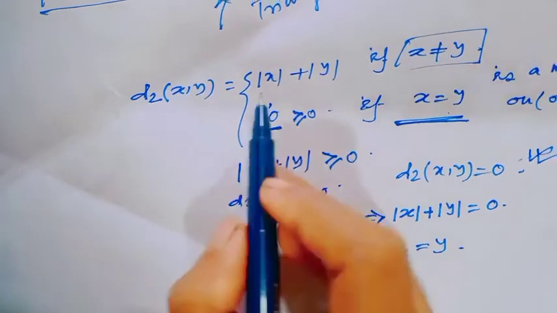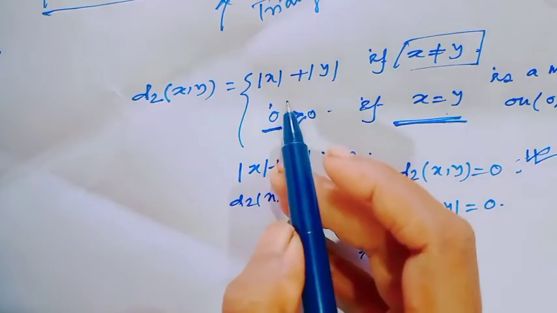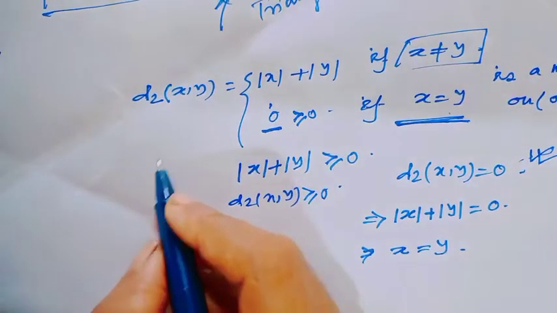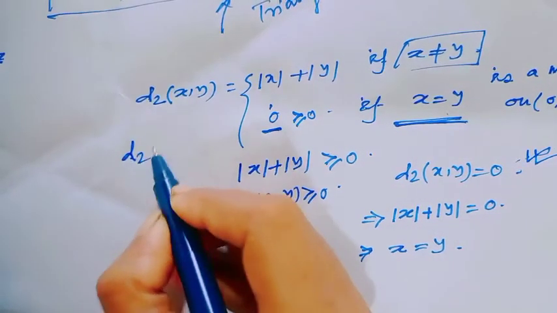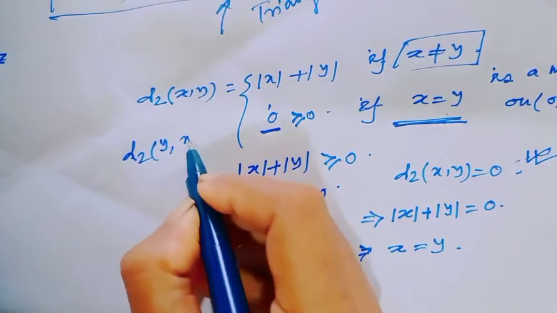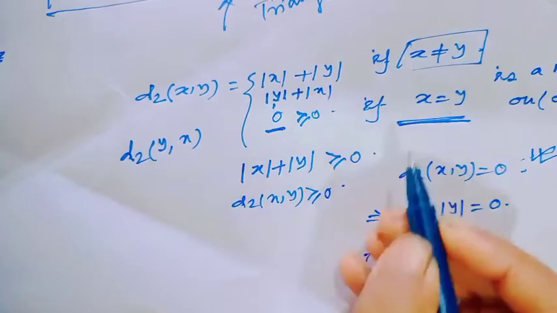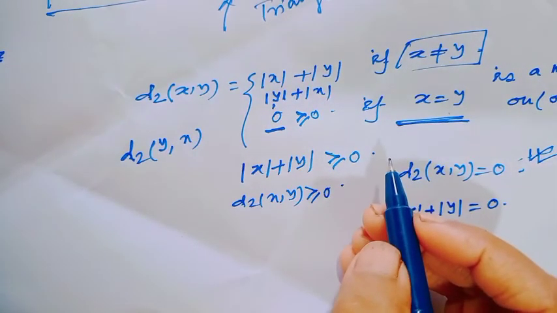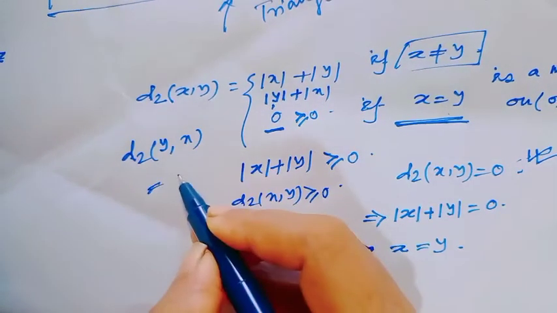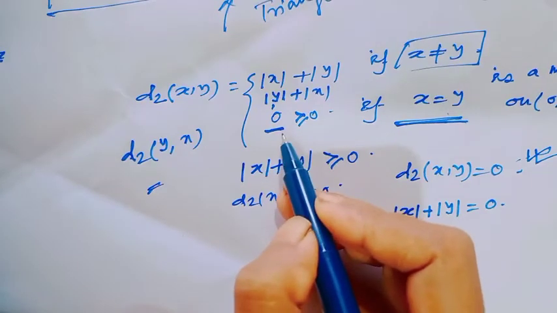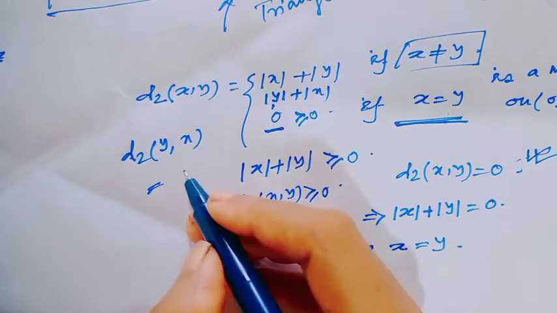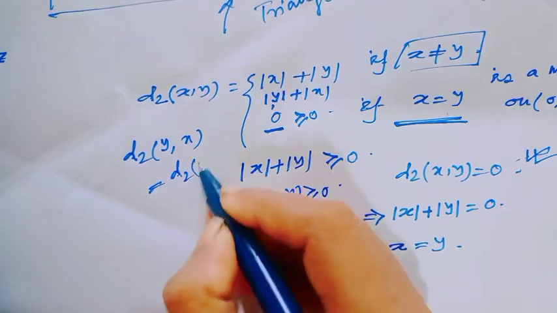Next, the symmetric condition. This also will be satisfied because when I use d2(y,x), this would be the absolute value of y plus the absolute value of x, and obviously this is the same as d2(x,y). Otherwise this would be 0, and obviously this is the same as d2(x,y).